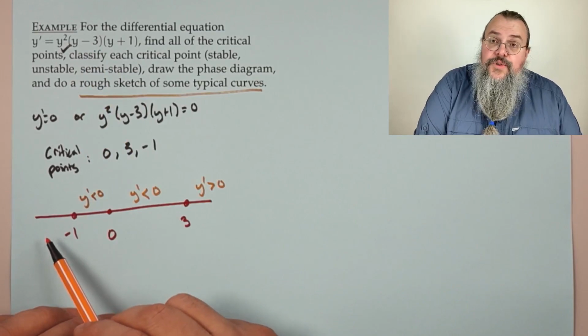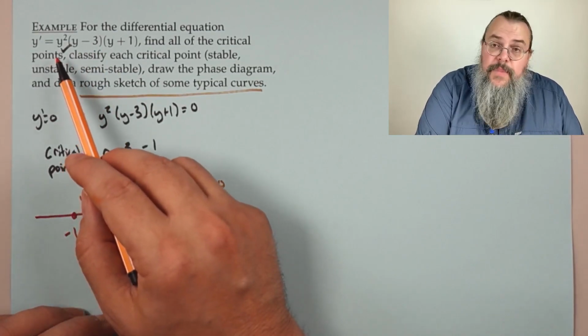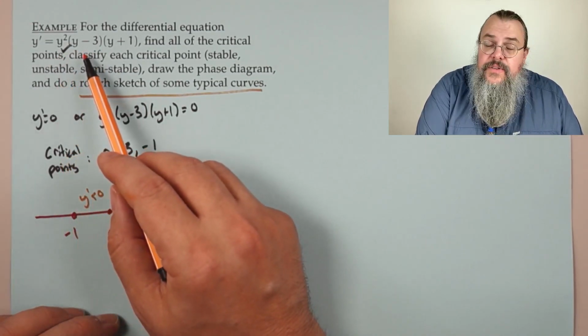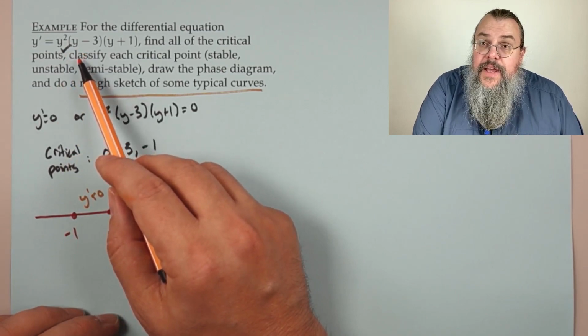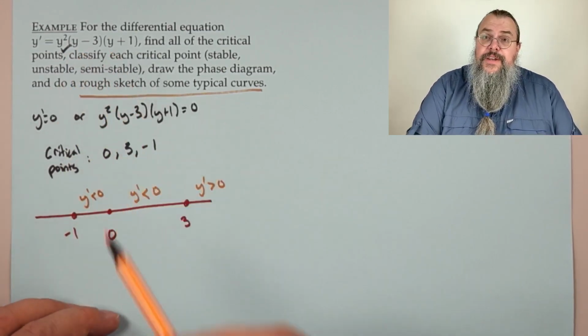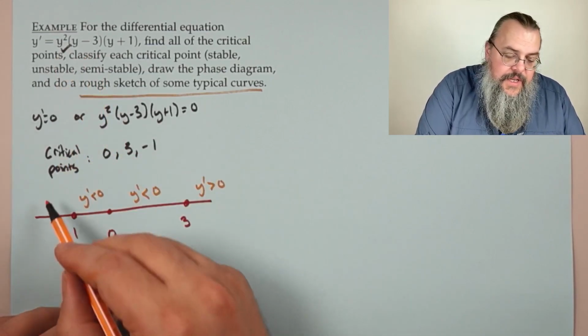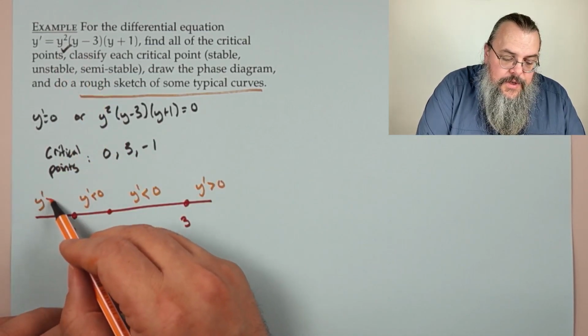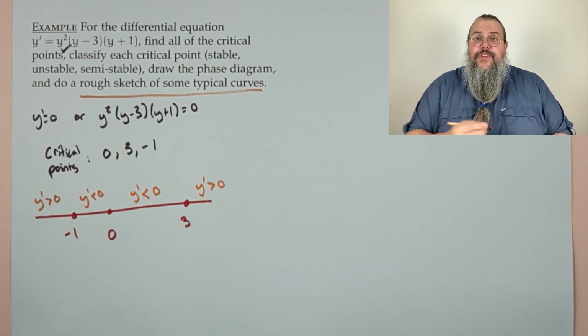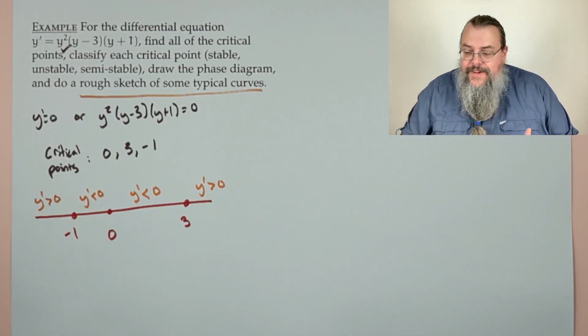Okay, negative 2. Negative 2 squared, positive. Negative 2 minus 3, negative 5, negative. Negative 2 plus 1, negative 1, negative. Positive, negative, negative, put together, and we're positive. All right, so now we know the signs of y prime.